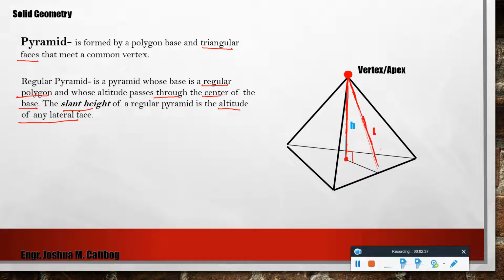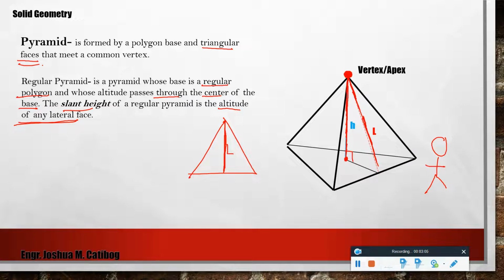Kasi po if you are going to look at this point, let's say andito po kayo, ang makikita ko po is a triangle. At ito po yung ating L. Kaya po sinasabi siya na yung ating slant height of a regular pyramid is the altitude of any lateral face, or altitude po siya ng ating triangle na makikita po natin. So yung pong ating mga triangular faces, yan pa din po yung ating lateral faces.